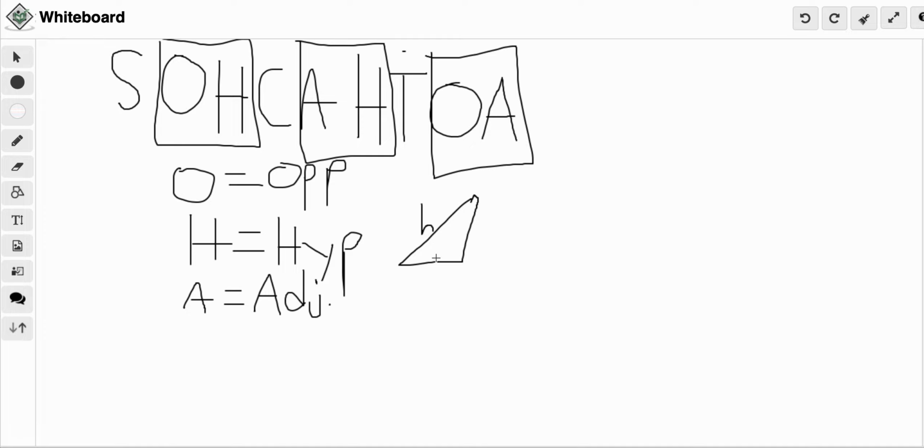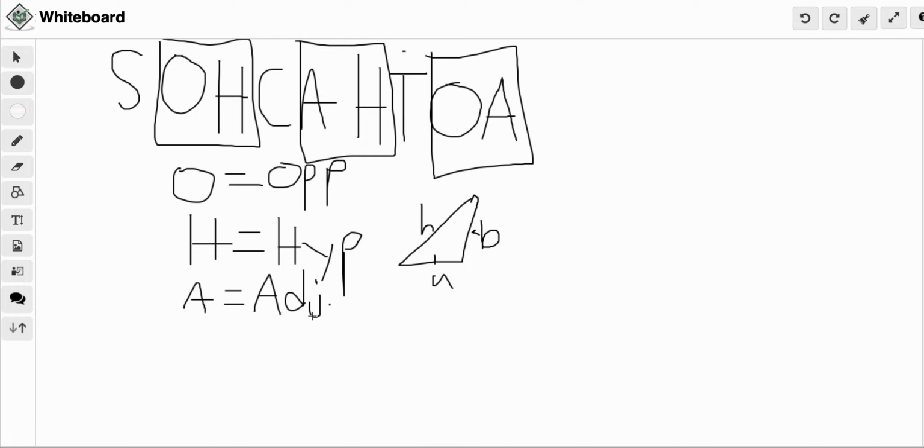Now, what does adjacent mean? If I tell you let's call this side A and this side B, if I tell you to find the adjacent side to A, you would say it's B, because it is the side right next to A. Likewise, if I told you to find the adjacent side to B, you could say A, because it is right next to B. It is an adjacent side.